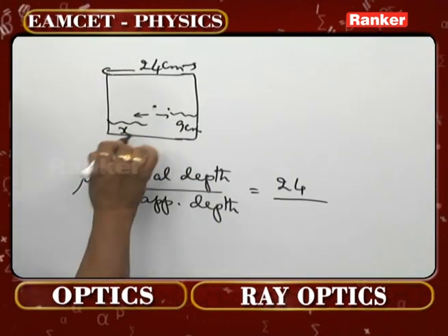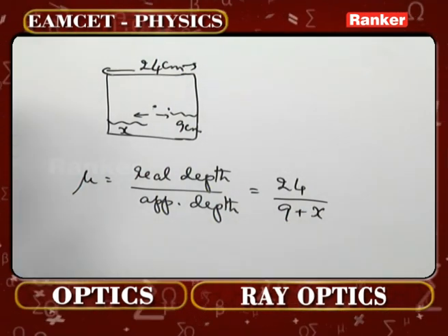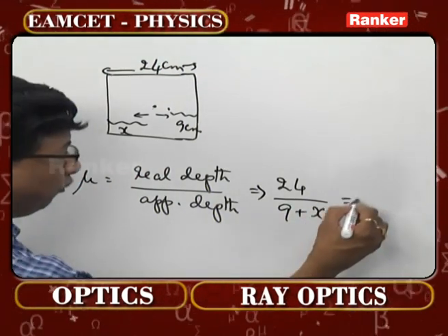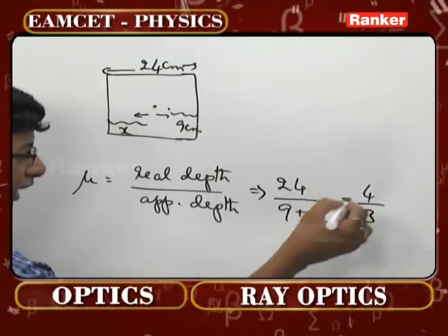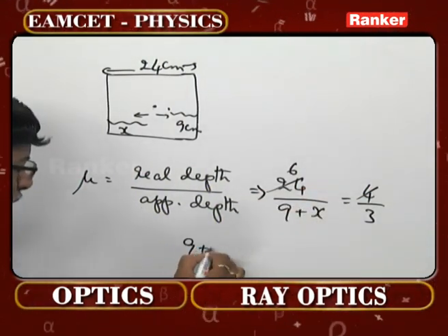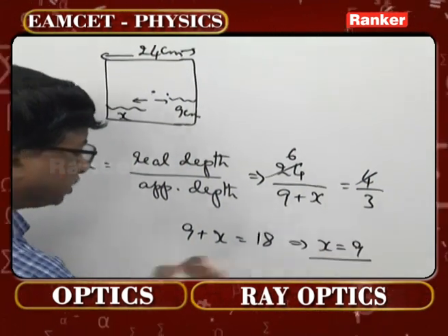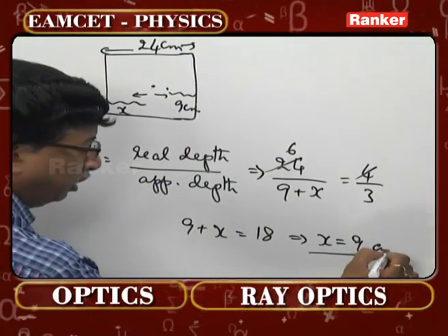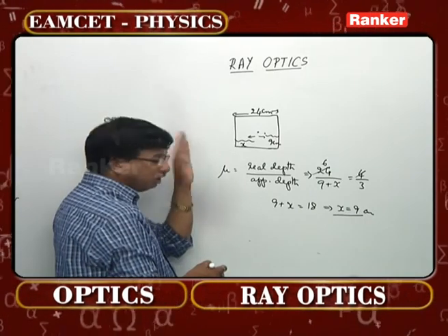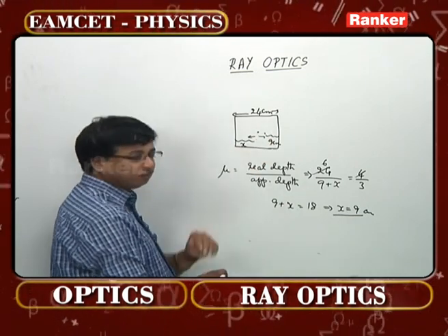From the other end we don't know. That I take as x. So, I can write this as 9 plus x. But what is the value of mu that is given? Mu is given 4 by 3. Now, you can directly cancel 6 times. So, cross multiplication gives you 9 plus x is equal to 18. Then automatically x becomes how much? 9 centimeter. So, what is the distance to the same bubble when we are seeing from the opposite side of the cube is the question. What is the distance again? 9 centimeter, like the first one itself.